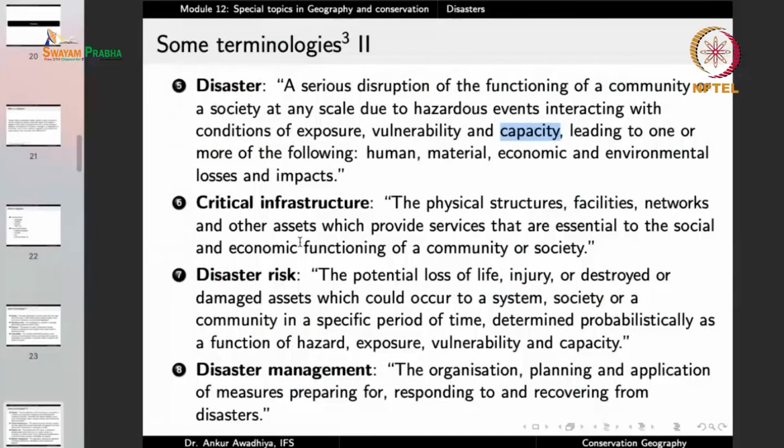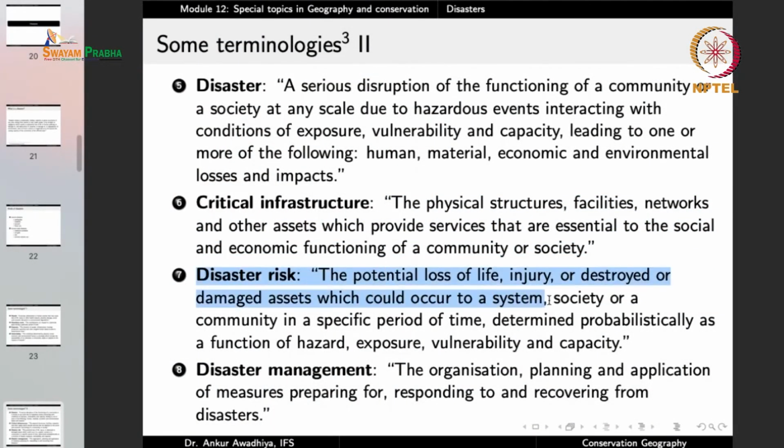Now critical infrastructure is defined as the physical structures, facilities and networks and other assets which provide services that are essential to the social and economic functioning of a community or society. So critical infrastructure consists of all of those structures that are essential to the social and economic functioning of the community or society. And whenever you have a situation of disaster, we need to ensure that the critical infrastructure is protected, or if it is not protected, then it is rebuilt as soon as possible, because it is critical for the functioning of the society.